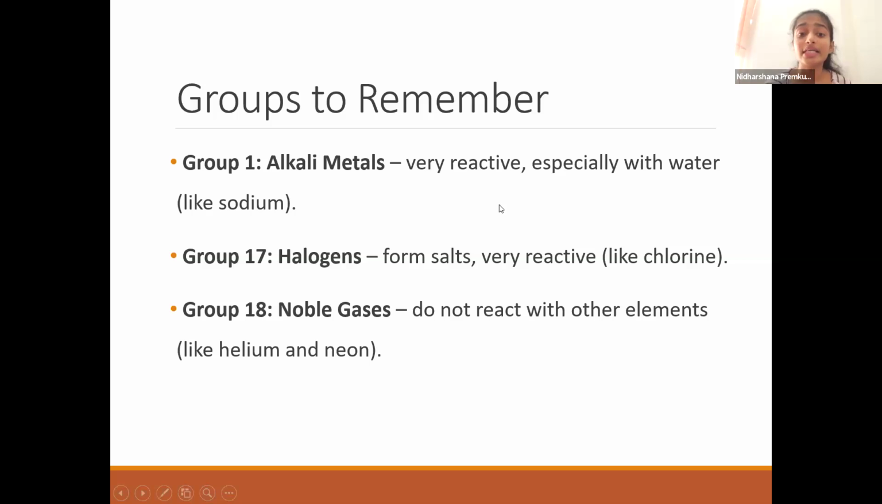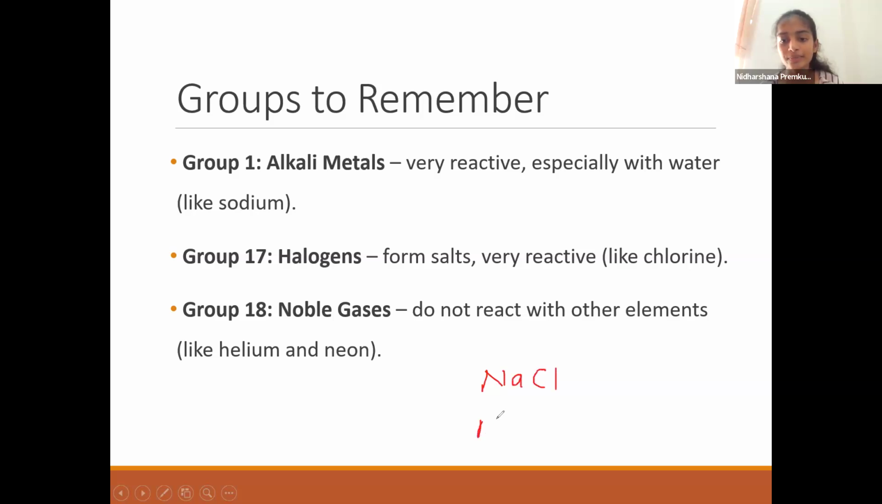Now, let's see. The group 17, or group 7 in some periodic tables, is called the halogens. We name them halogens. Halogens form salts which are very reactive. An example of a halogen is the element chlorine. Chlorine is very reactive and forms salts. For example, the main salt that we use daily at home, sodium chloride, table salt, has the formula NaCl.